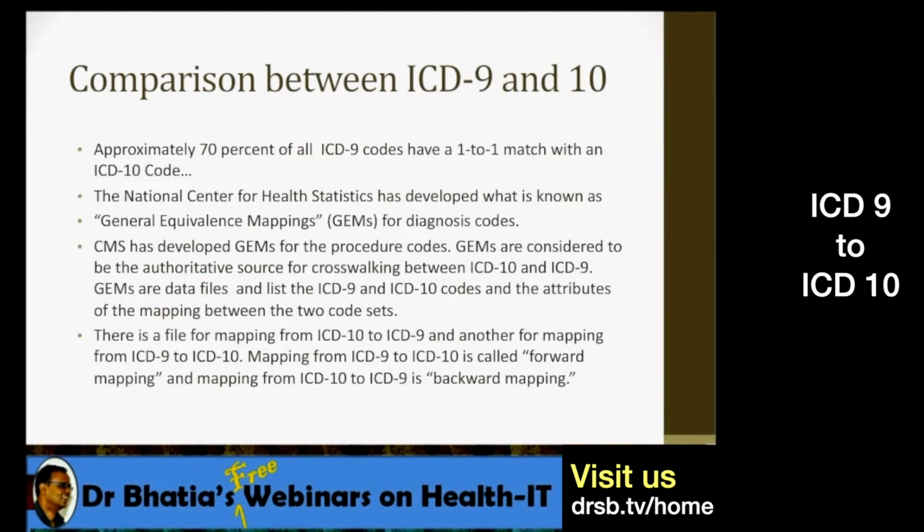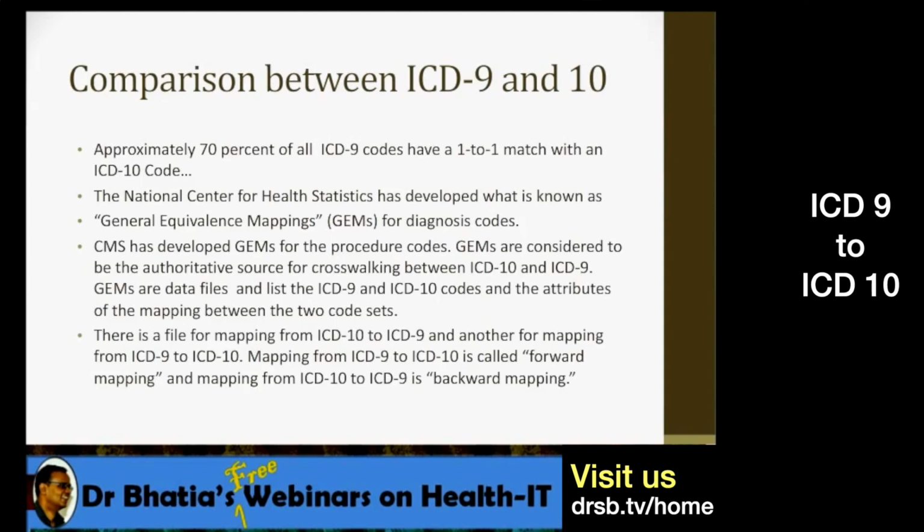Now, continuing this comparison between 9 and 10, approximately 70% of all ICD-9 codes match one-to-one with an ICD-10 code. This means that if there is a specific code given to a disease in ICD-9 and a hospital wants to move to ICD-10, there is a straight conversion from the ICD-9 code to the ICD-10 code without any difficulty for roughly 70% of diseases. The National Center for Health Statistics has developed what is known as General Equivalence Mappings, or GEMS. This is a piece of software. If you Google GEMS and ICD-10, you will be able to find it.